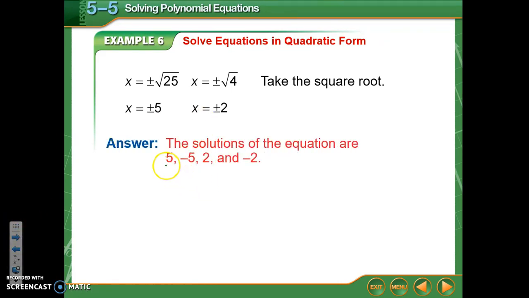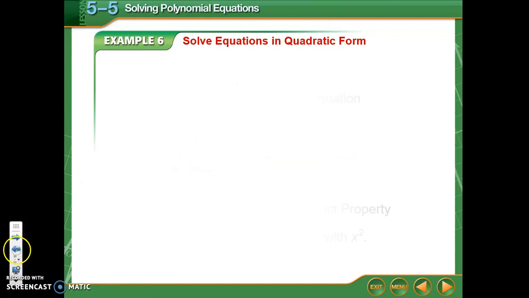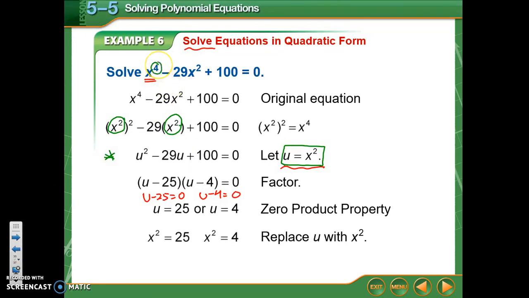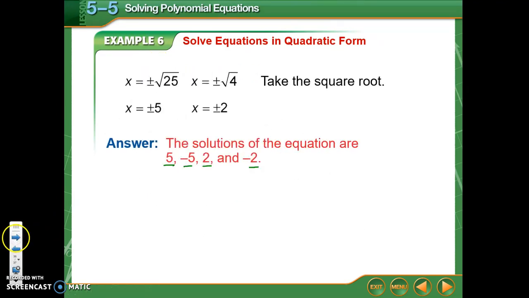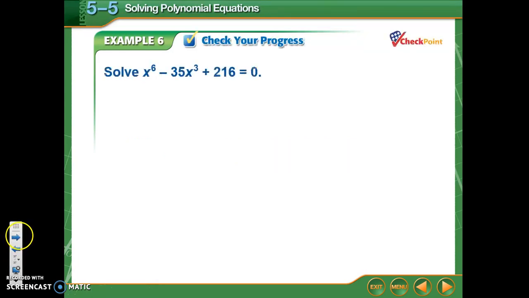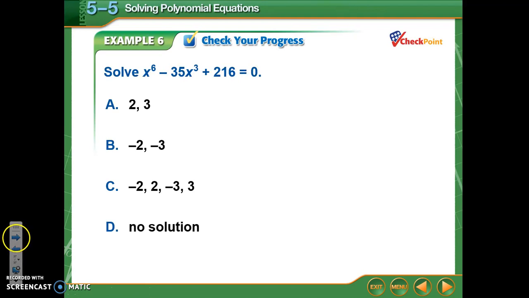So this equation has roots at positive 5, negative 5, positive 2, and negative 2, meaning that it would cross the x-axis at 4 different points: (5, 0), (negative 5, 0), (2, 0), and (negative 2, 0). Interestingly enough, notice that the original degree of the equation is 4, and I ended up with 4 solutions. That will always happen. All right, so now I want you guys to try one. Try this one. Okay, your answer here should be A, and I'll show you the work.